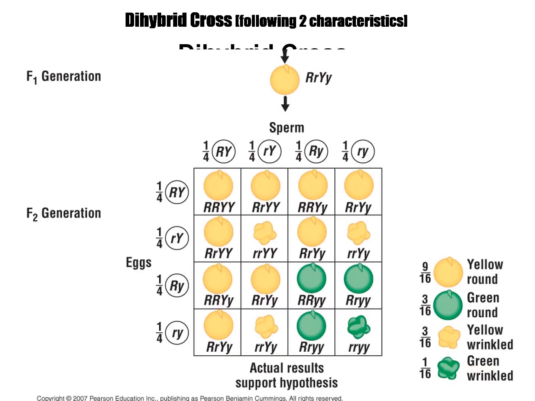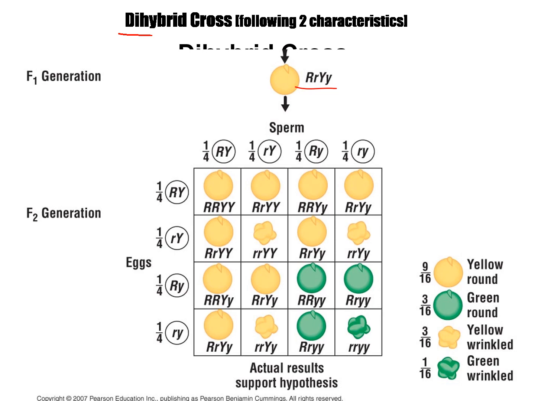This is an example of a dihybrid cross in pea plants. In pea plants, you are looking at two different traits. One trait is the color of the peas, the other trait is the texture of the peas. And for this pea plant, you have two parents that are heterozygous for the traits.